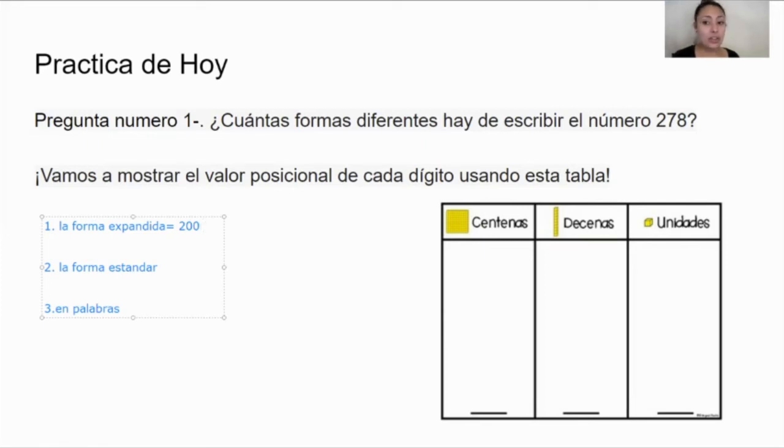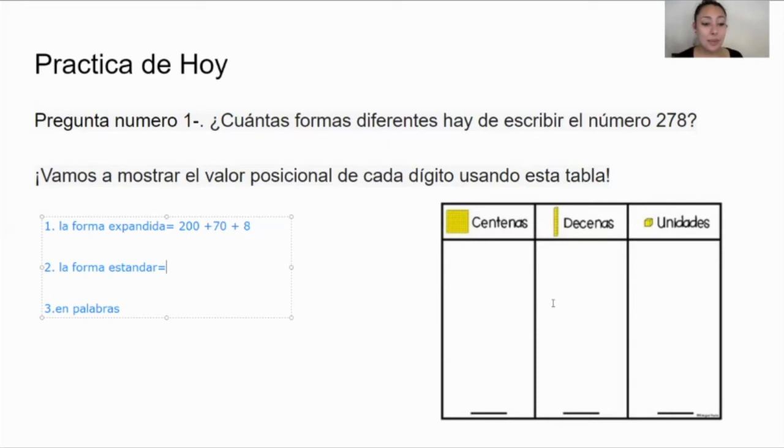Ven que no estoy poniendo 278, solo estoy poniendo 200, porque solo quiero mostrar las centenas que están en ese número. Luego estoy moviendo a las decenas. En este número, las decenas que tiene serían 70. Yo sé eso porque estoy moviendo hacia la derecha en el número. Y lo que me queda serían mis unidades, que son 8. Aquí tengo ahora el número 278 en la forma expandida. Así se miraría. Asegúrense que están escribiendo este ejemplo en caja número 2 conmigo.